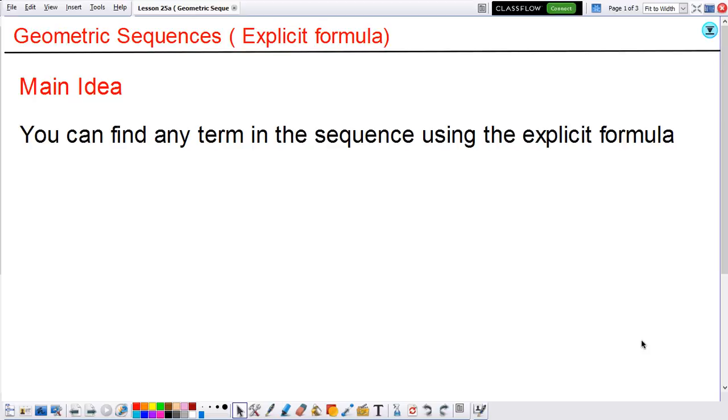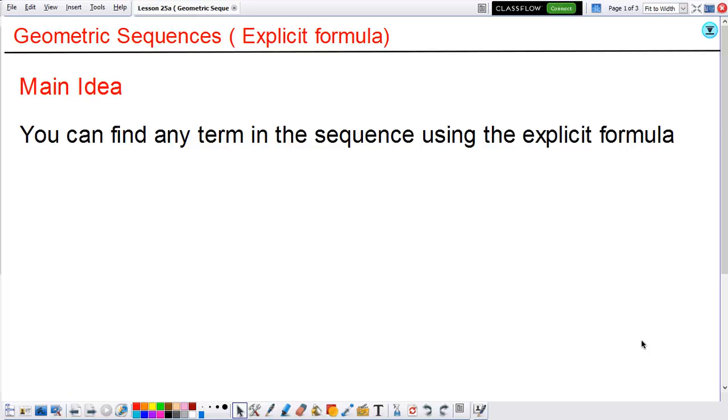Today, we will continue our discussion about geometric sequences. Now, we're going to look at something more specific, which is called an explicit formula. In our previous lesson, we saw what a geometric sequence was, and we talked a little bit about the recursive formula. But today, we're going to talk about an explicit formula.